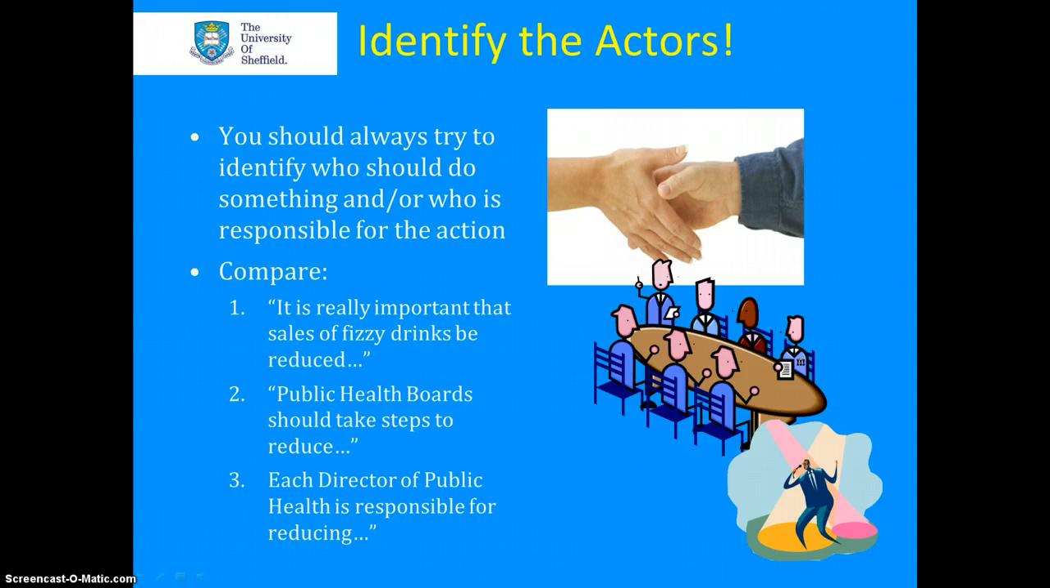The public health board should take steps to reduce. Well, they would probably agree, but you need to be able to isolate a particular individual. And so preferable is to have either a named person or a named role. So in this case, each director of public health in a particular health authority is responsible for reducing. This is a much more concrete recommendation.